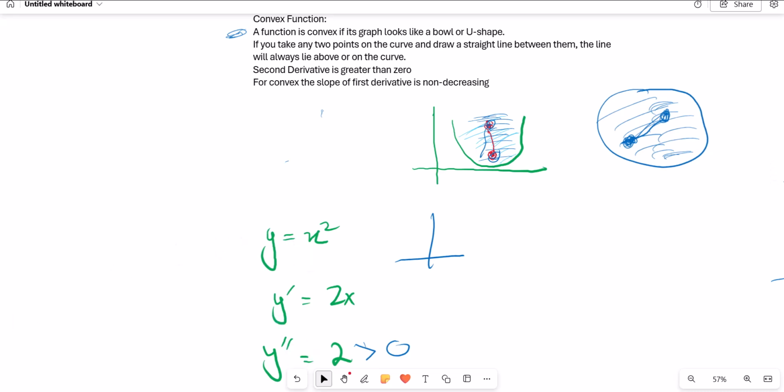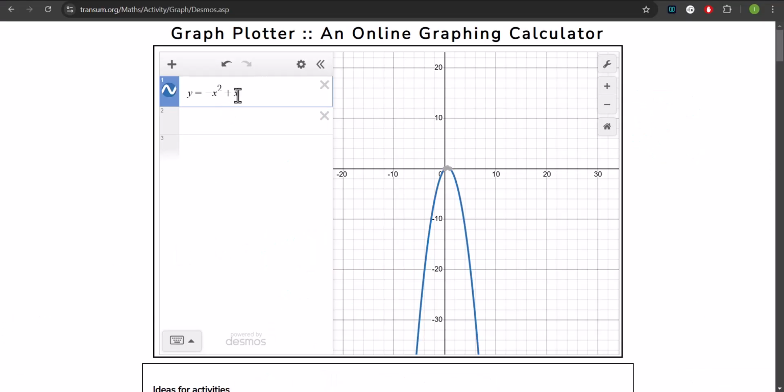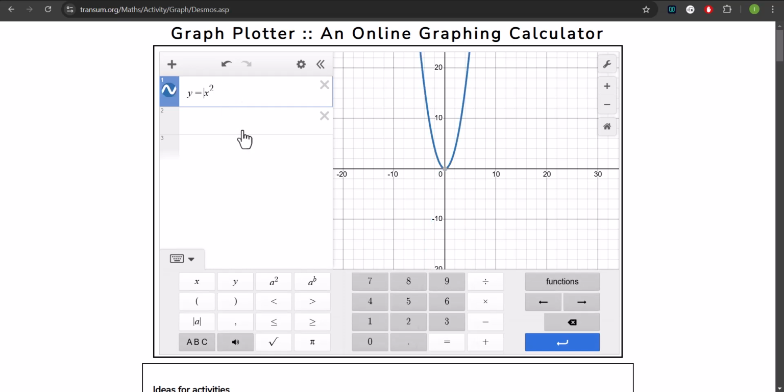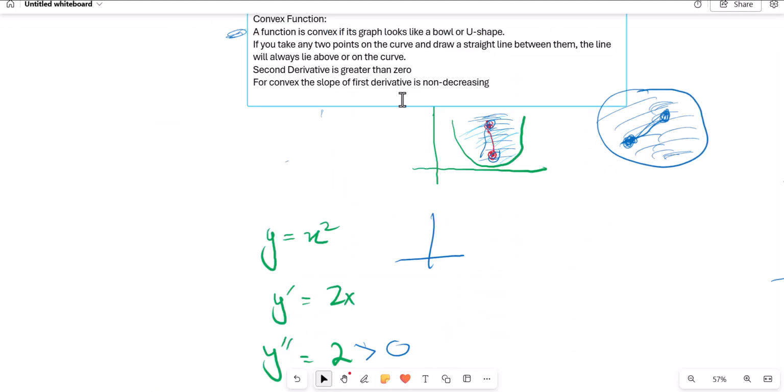We can check it here. We took x square, so this is a convex function. As we can see, it is U shaped, and if we take any 2 points on it, the line between them will lie within its region. Now the second derivative is greater than 0, so the first derivative is an increasing, or non-decreasing, function.